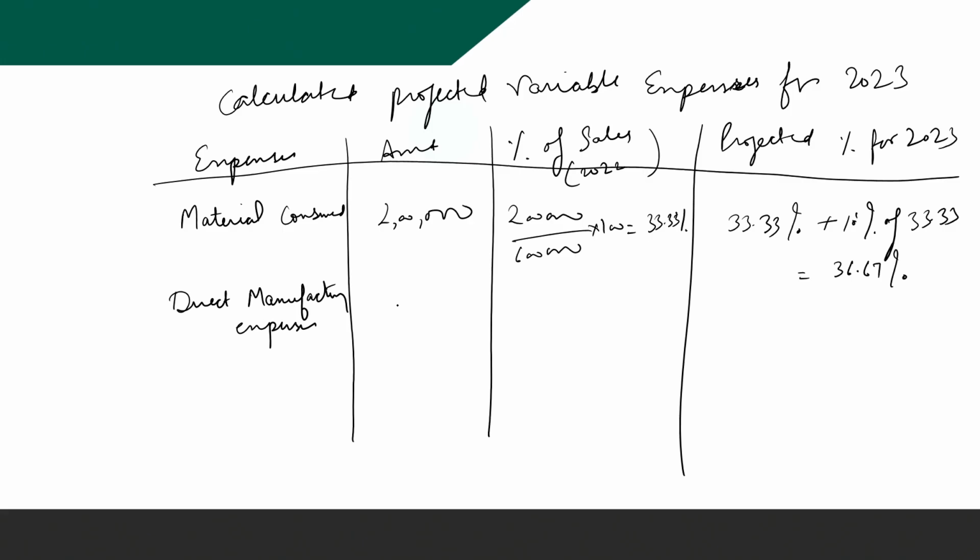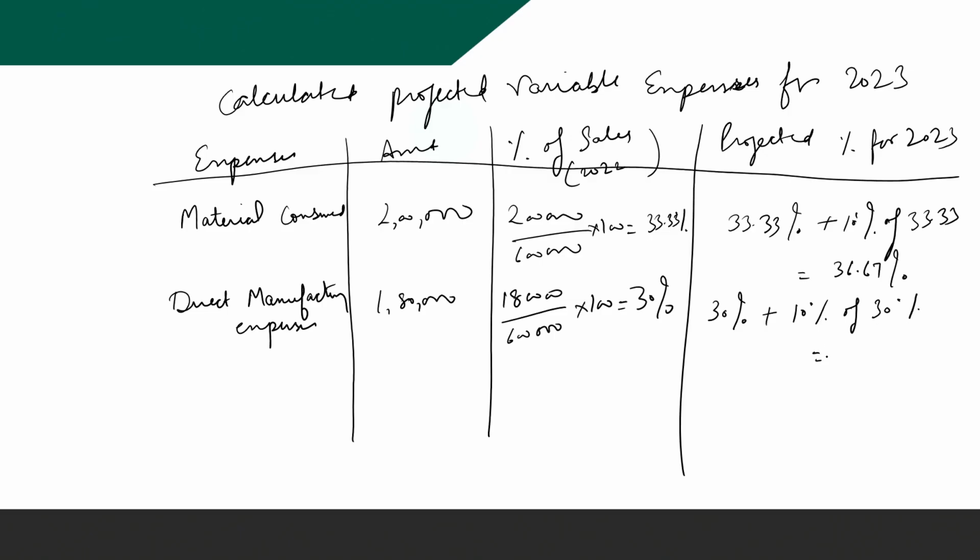For the year, it is given 1,80,000. Again, we calculate as a percentage of sales. Comparing this 1,80,000 with 6 lakh, we reach the figure of 30%. And by adding up the growth of 10% in the same, the projected expenses would be 33% for the year 2023.